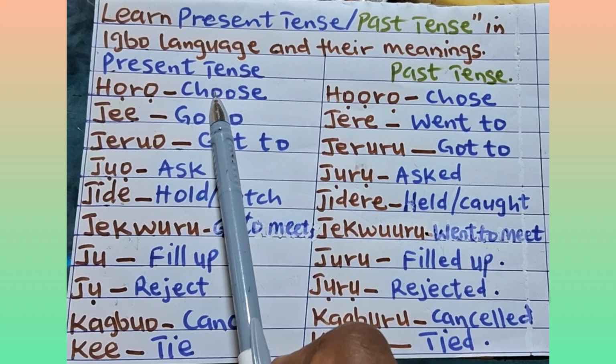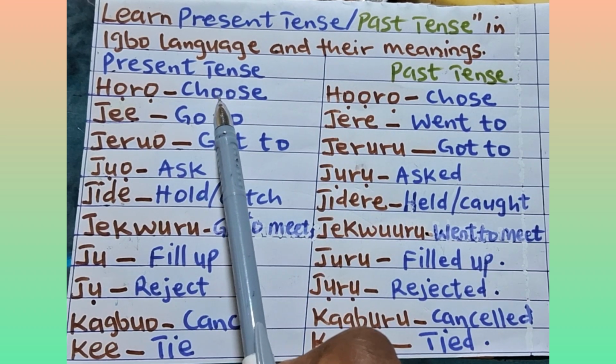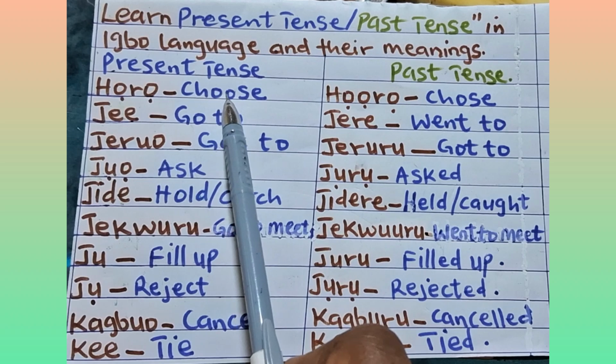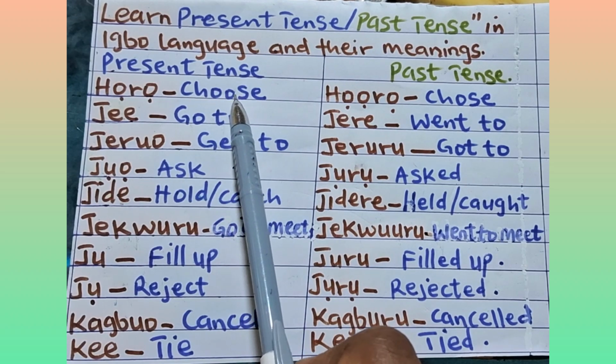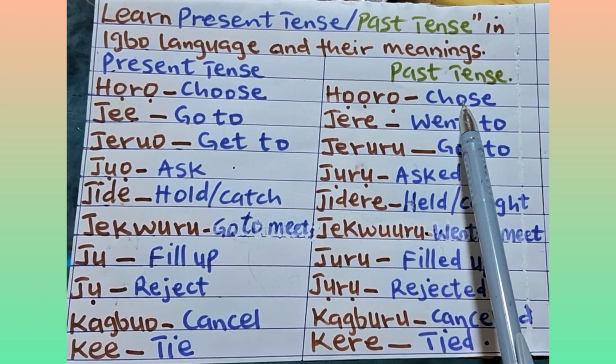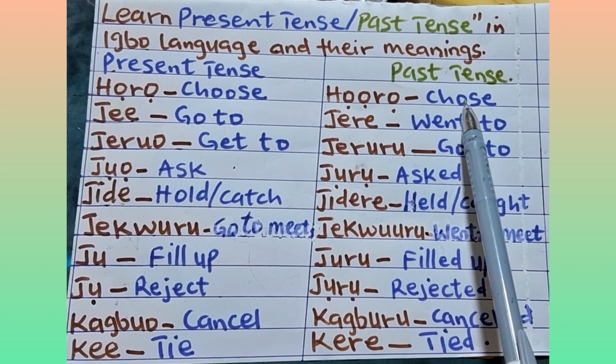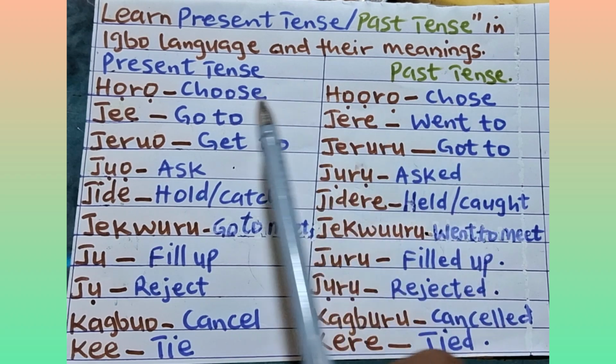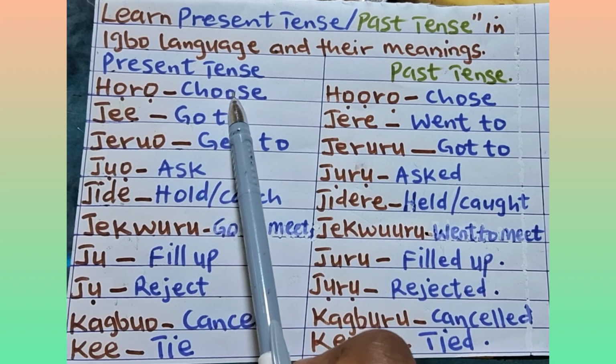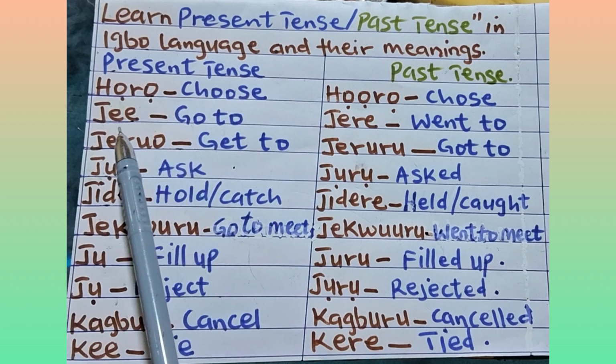Then in present tense we have choose, double O in choose. So past tense of choose, you see that we have only one O in choose. That is choose. Then here we pronounce it longer, choose.